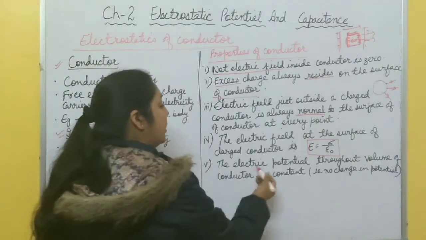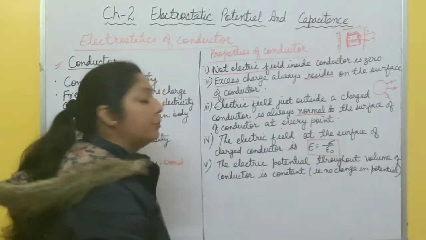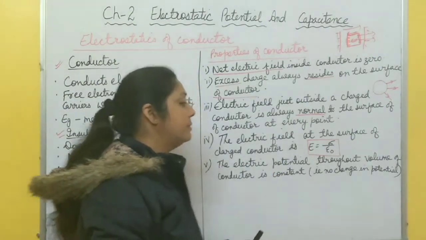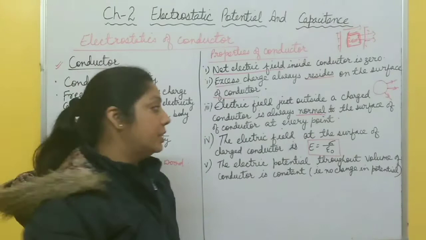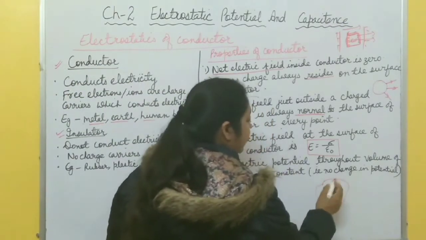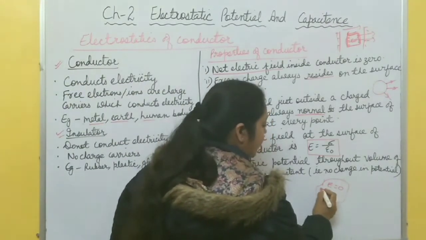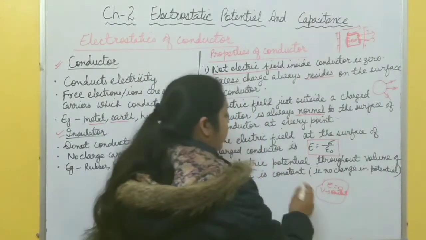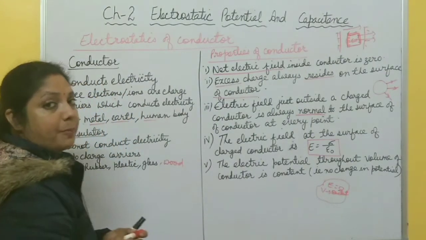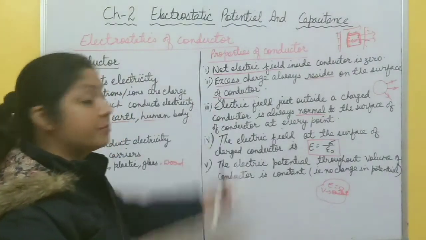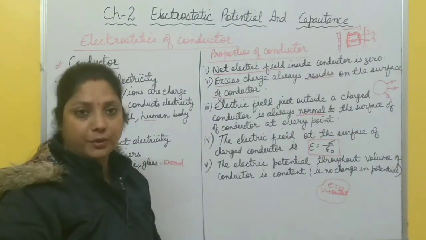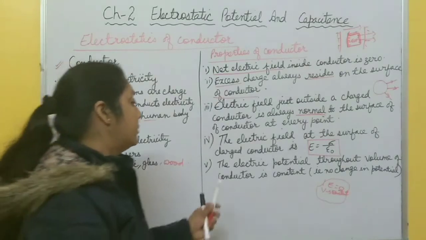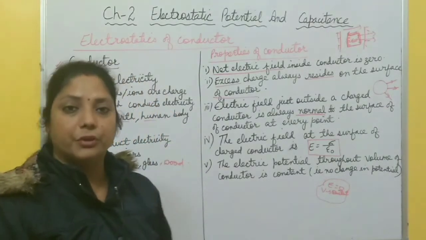And the last point: the electric potential throughout the volume of the conductor, meaning inside and on the conductor, is constant. Constant means there is no change in potential. Inside the conductor, the electric field is 0 and the potential is always constant. This conductor is used in many cases because of these properties. All these properties are very important. The most important property is that inside the conductor the electric field is 0 and the potential is constant throughout the volume of the conductor.